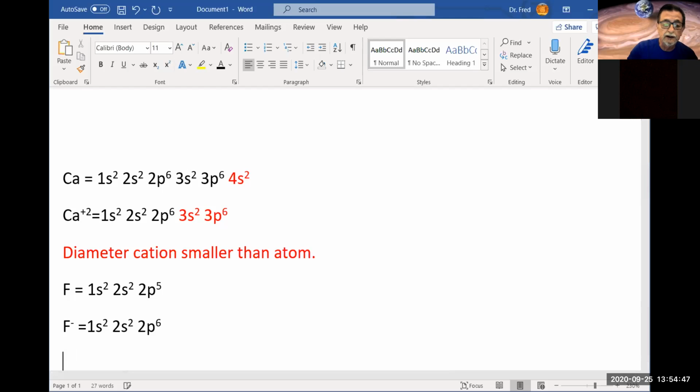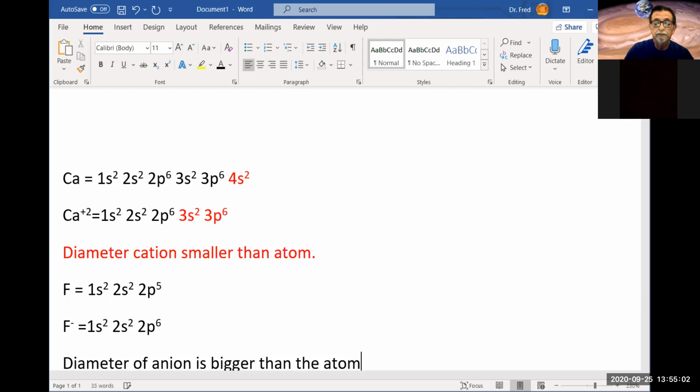Because by picking up the electron, the diameter of an anion is bigger than the atom, okay? So the anions become bigger when you compare them to the element that it came from, because it picked up an electron. The electrons repel each other. They take up more space. The cations, the diameter of the cation is smaller than the atom it came from, because by losing electrons, the next valence shell is the next level in. So therefore, its diameter is smaller, okay?